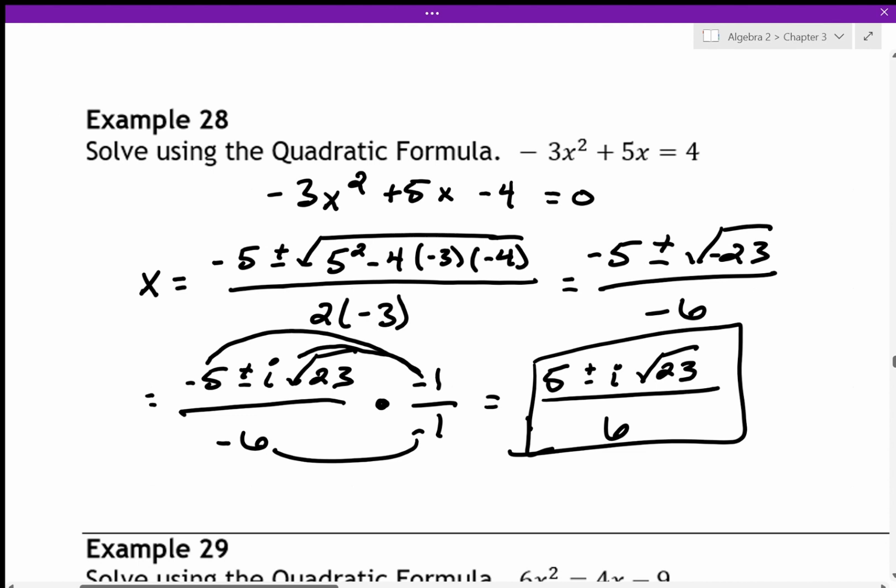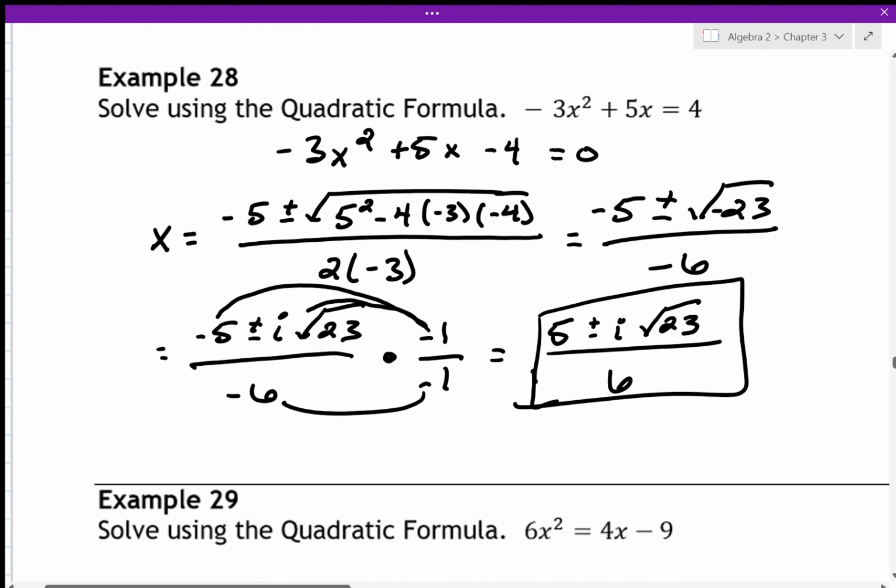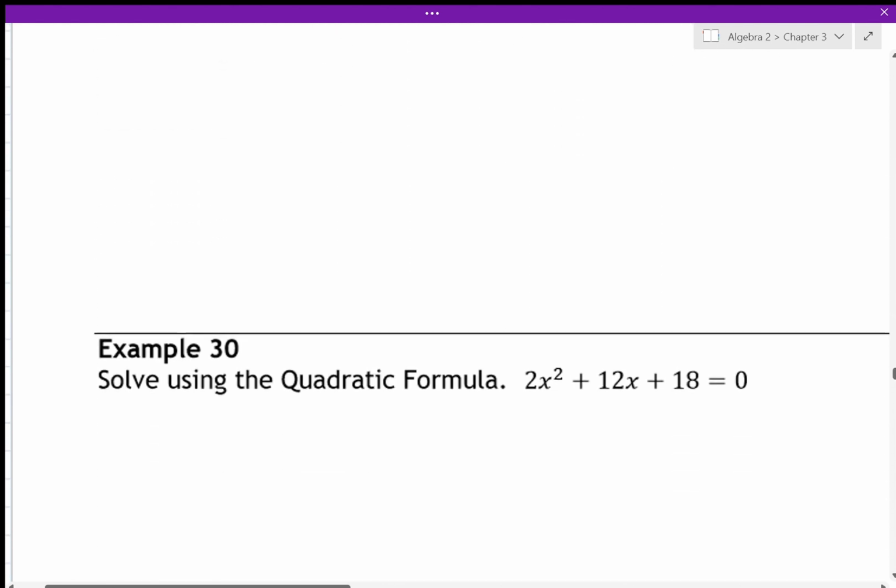And there we go. That's our answer there. The root 23, we can't break it apart, so we don't have to. We just leave it as a root 23. Next, 29 here. Is this our last one? Nope, we got 2 more.